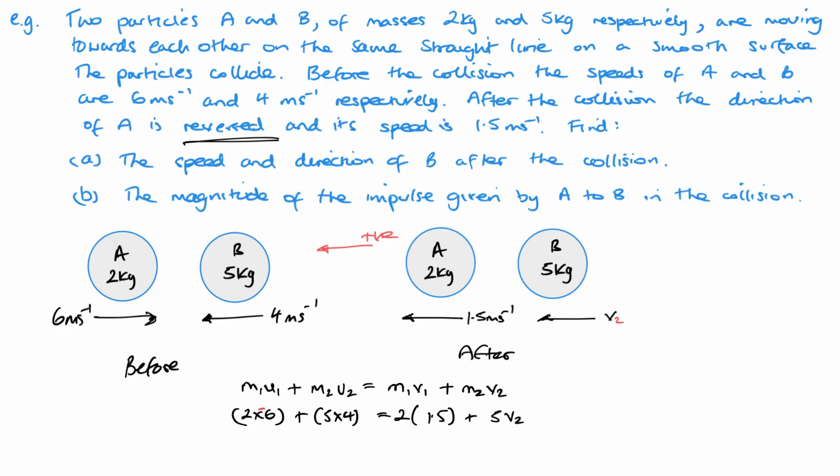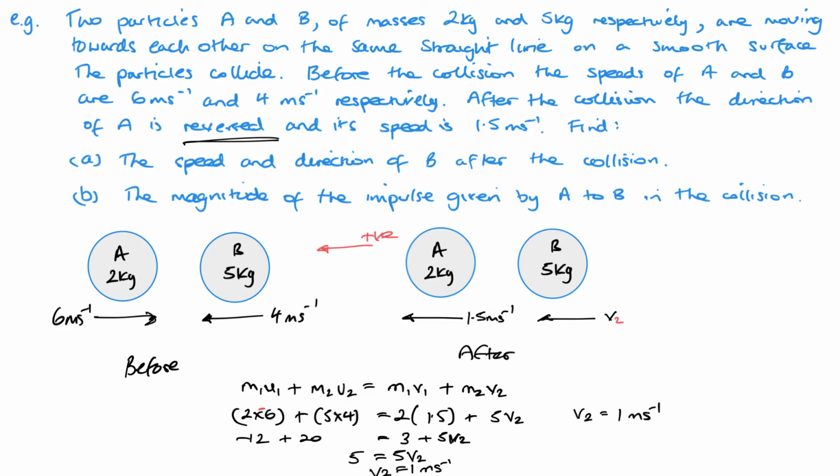So now we've got minus 12 plus 20 equals 3 plus 5V2. So minus 12 plus 20 is 8, then take away 3 is 5, so 5 equals 5V2, so V2 is going to be equal to 1 meter per second. I'll just write it up here, 1 meter per second.